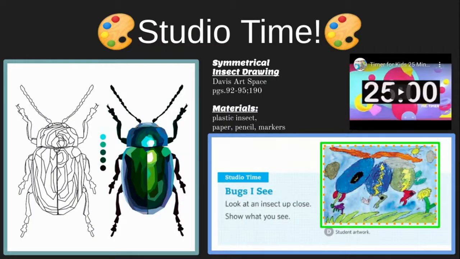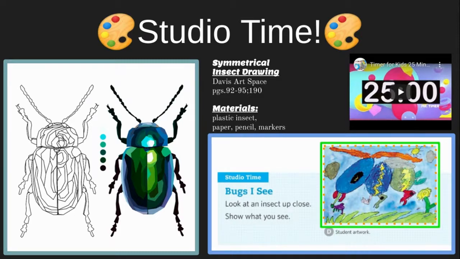Okay, it's studio time, boys and girls. We are going to draw symmetrical insects. Okay, the materials we're going to use are some plastic insects. They're realistic. Realistic means that they appear to be real, but they are not. They're made of plastic. The good thing about these, there's no creepy crawly. They're not going to move.